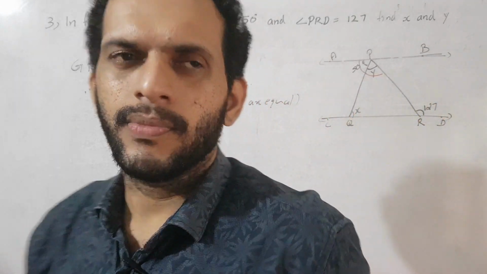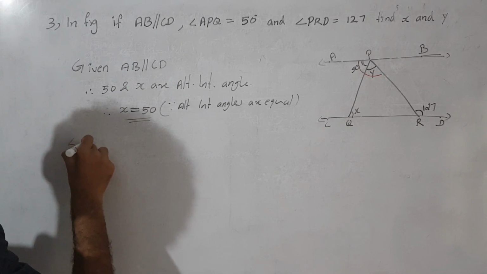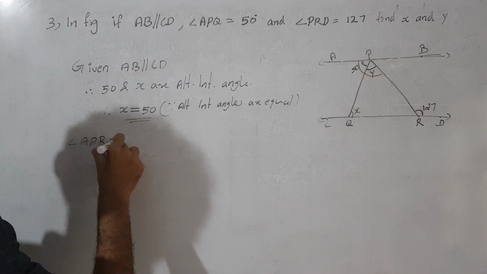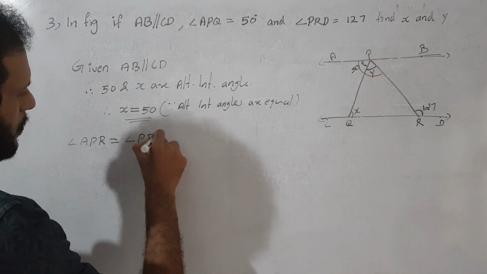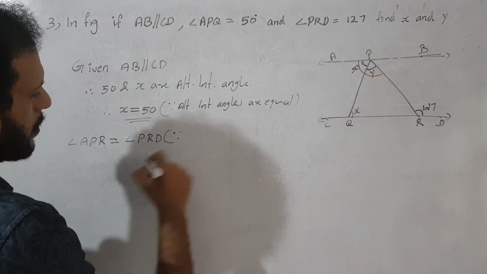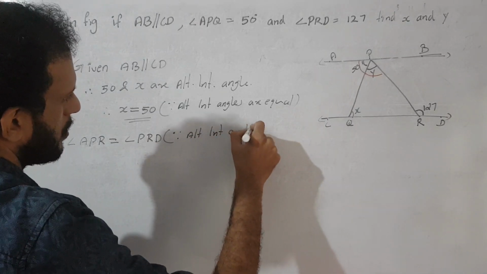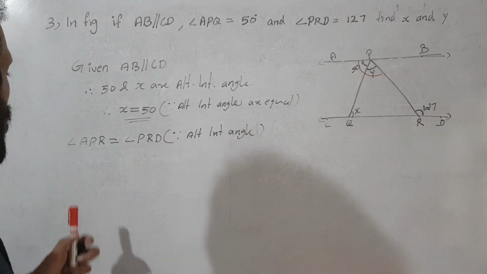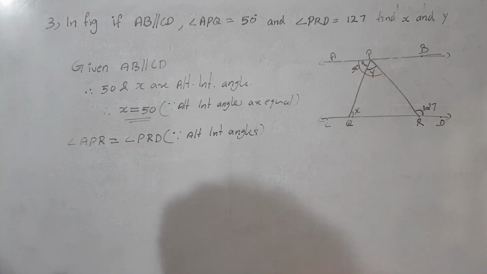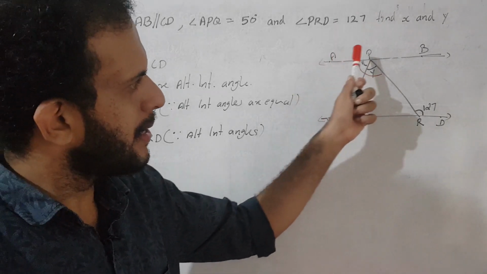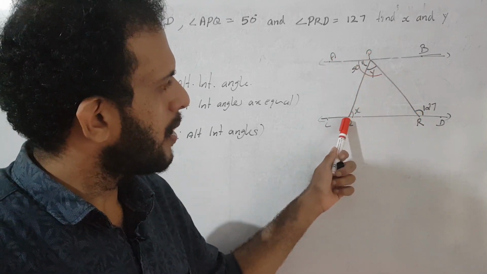Okay, then how do we write? Next we write angle APR is equal to angle PRD. What is the reason? Since alternate interior angles are equal, so angle APR is equal to angle PRD. Then what is angle APR? Angle APR is the sum of APQ plus PQPR.